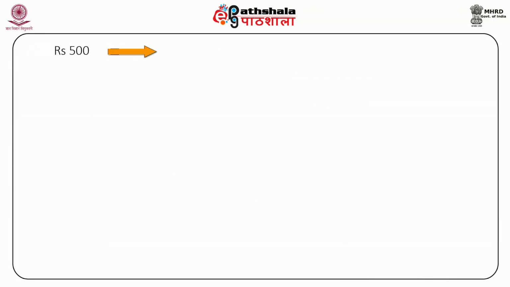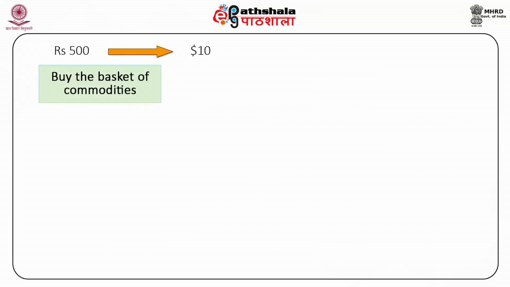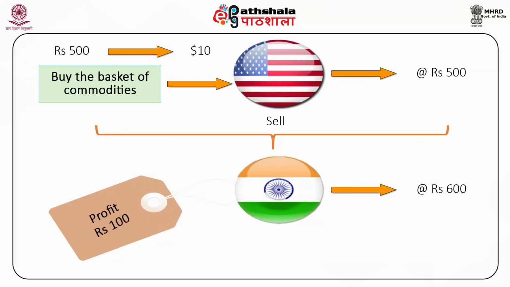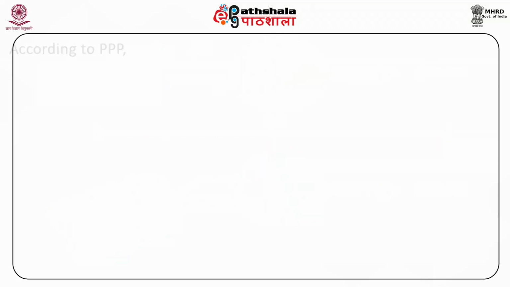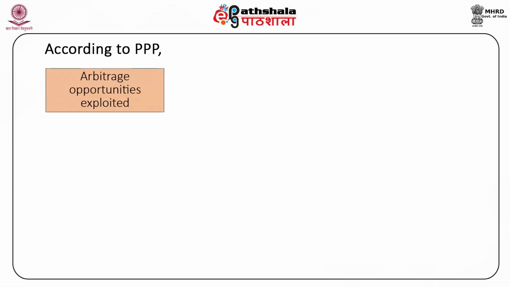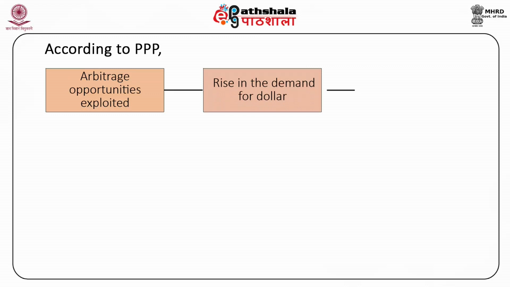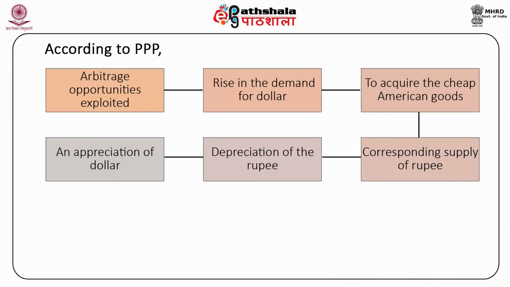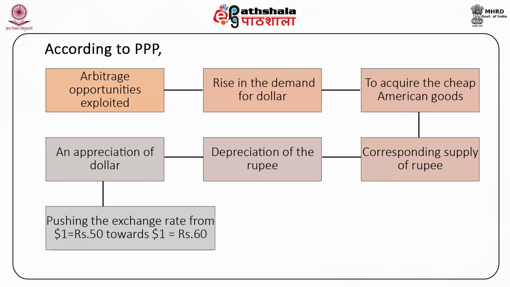One could exchange rupees 500 for $10 and buy the basket of commodities in the US at rupees 500 and sell it for rupees 600 in India, making a profit of rupees 100. According to the theory of purchasing power parity, such arbitrage opportunities would be exploited, leading to a rise in the demand for dollars to acquire the cheap American goods and a corresponding supply of rupees. This would lead to a depreciation of the rupee and an appreciation of the dollar, pushing the exchange rate from $1 equals rupees 50 towards $1 equals rupees 60. Once the latter exchange rate is attained, all arbitrage possibilities would cease to exist.